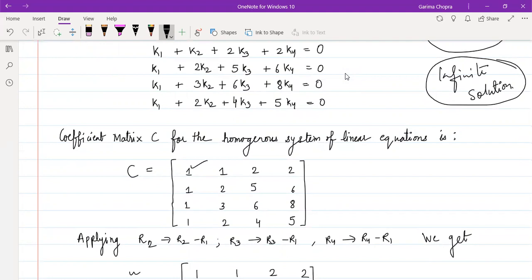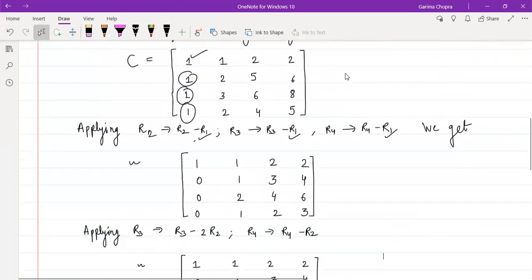So with the help of this first row, we can make all these entries in the second, third, and fourth row 0. So we are using these transformations. In all these three transformations, we are using the first row. And after applying these transformations, we will get the new matrix, which will be this one. Again, here we have 1.